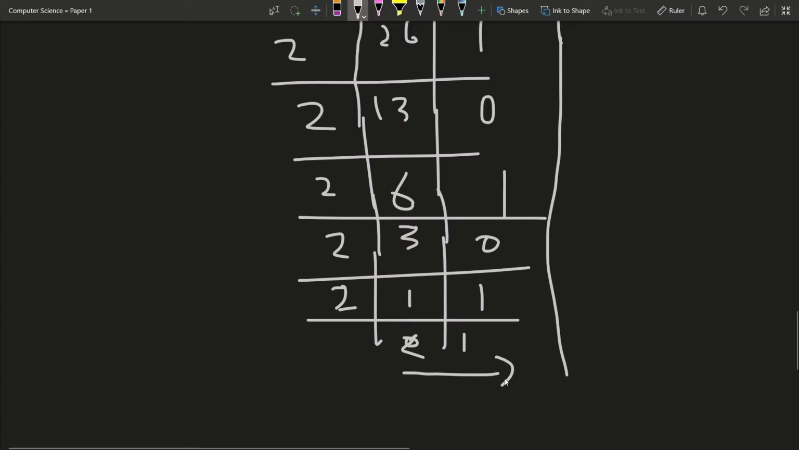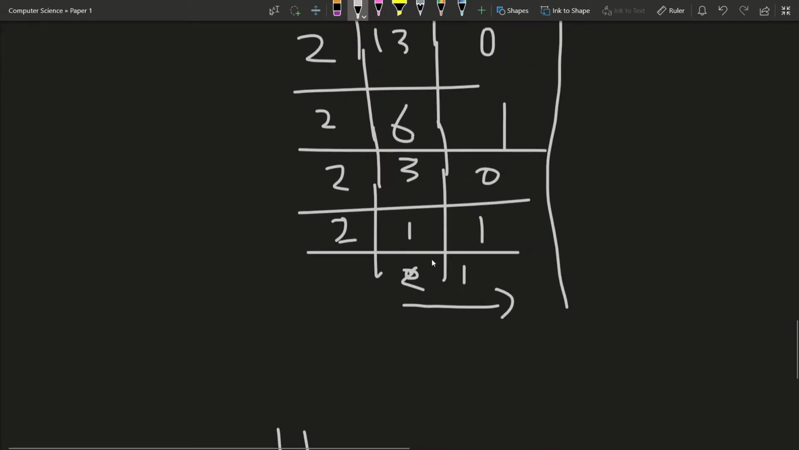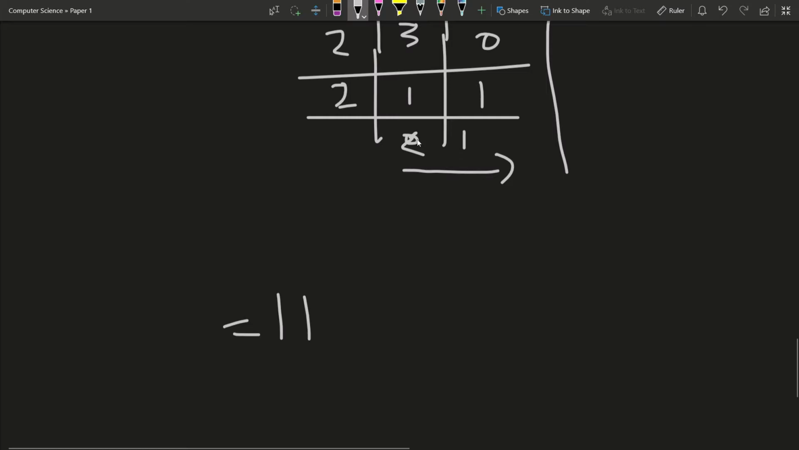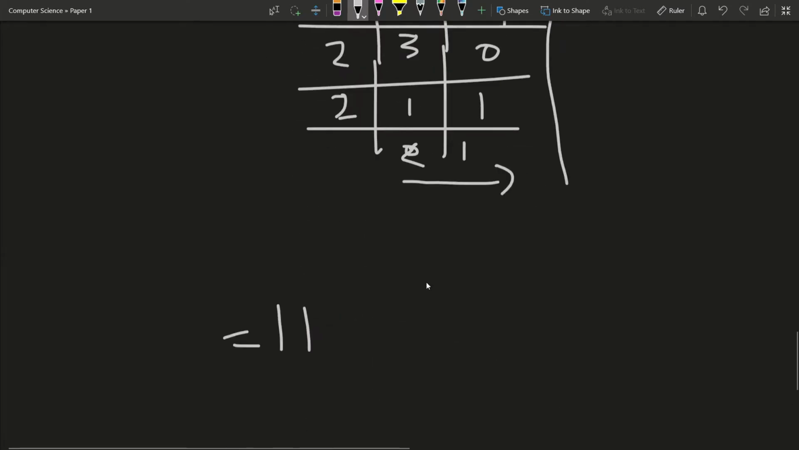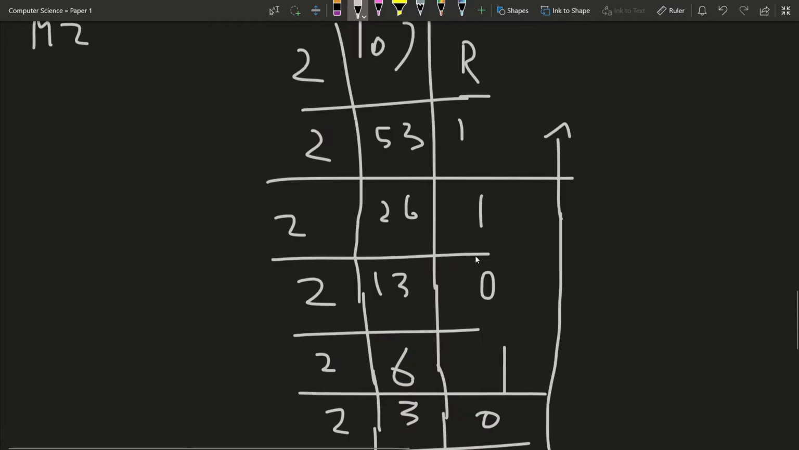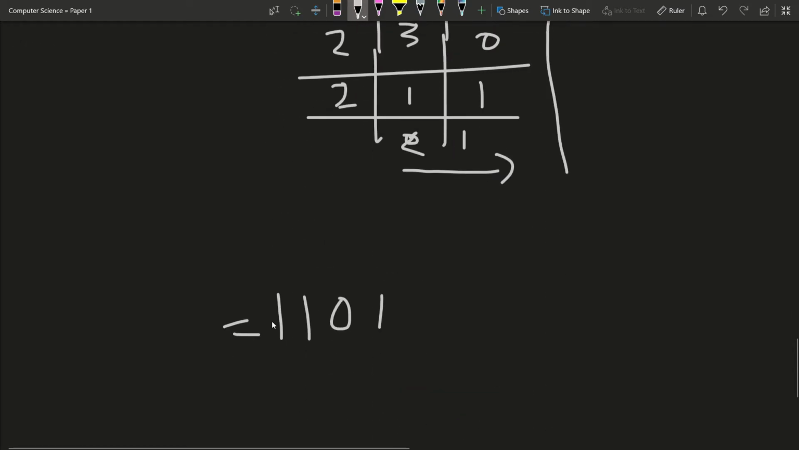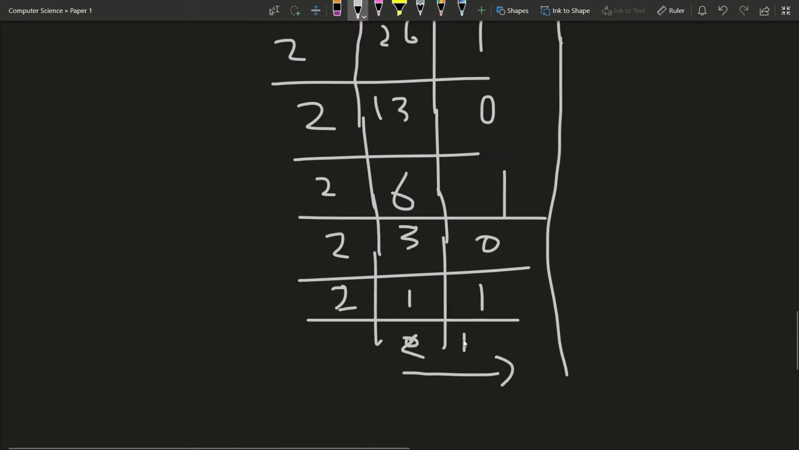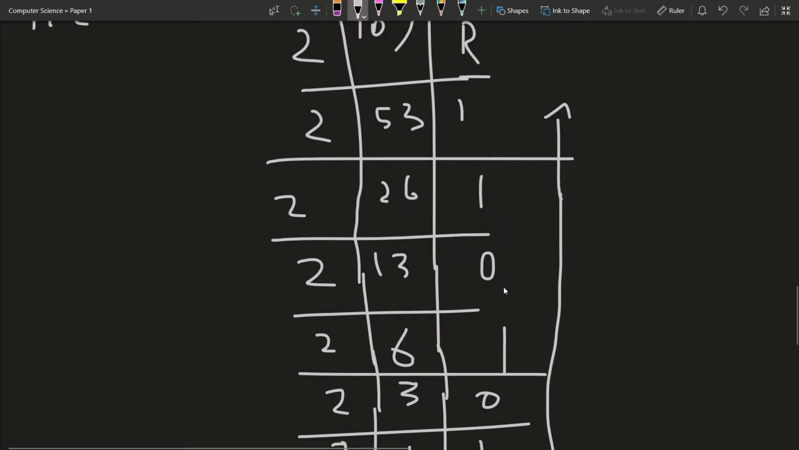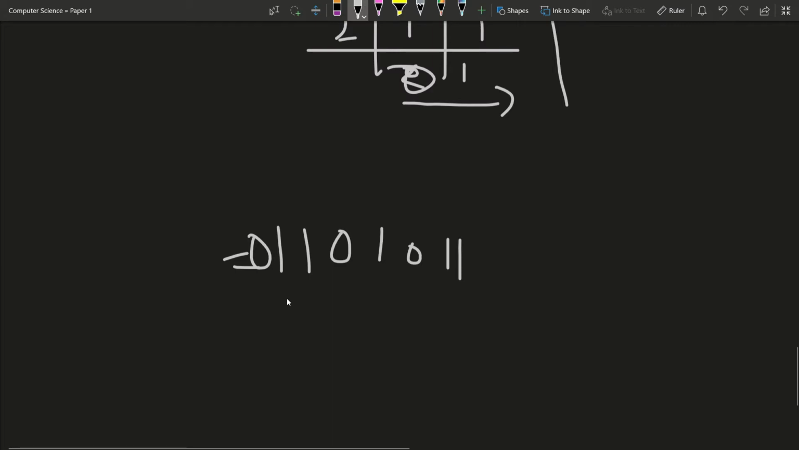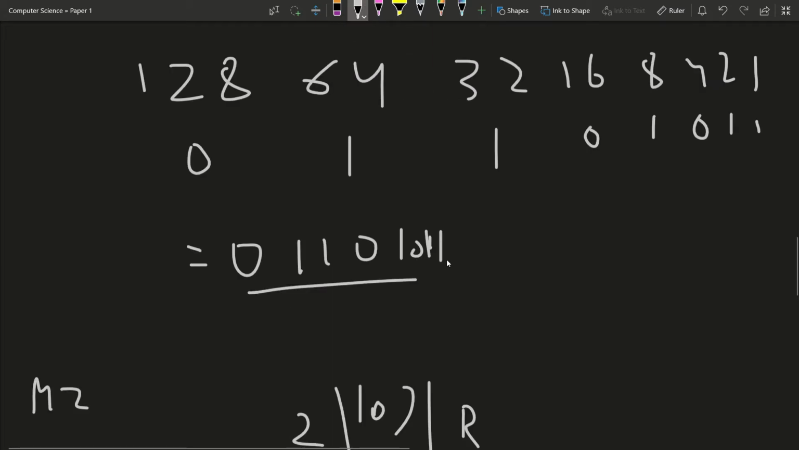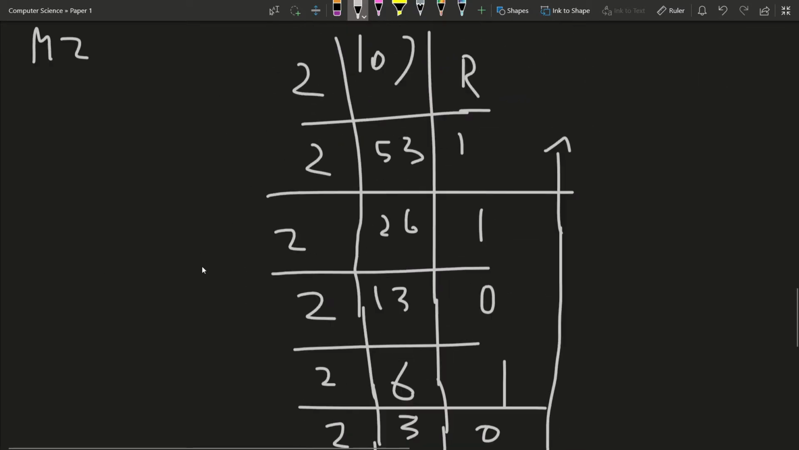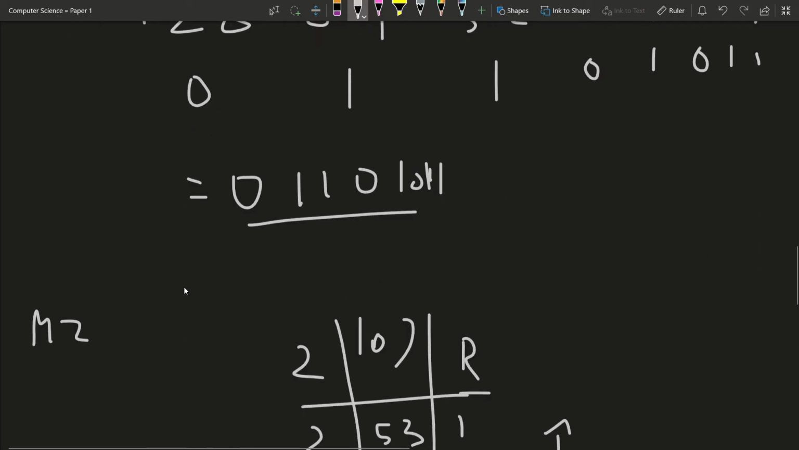Oh wait, no, sorry, you just directly go from above. You do read it bottom to top, but we have 8 digits already, and a leading 0 would be unnecessary. So 0, 1, 1, 0, 1, 0, 1, 1. Does this compare to this? It does. Perfect. So that's how you convert denary to binary from both methods.